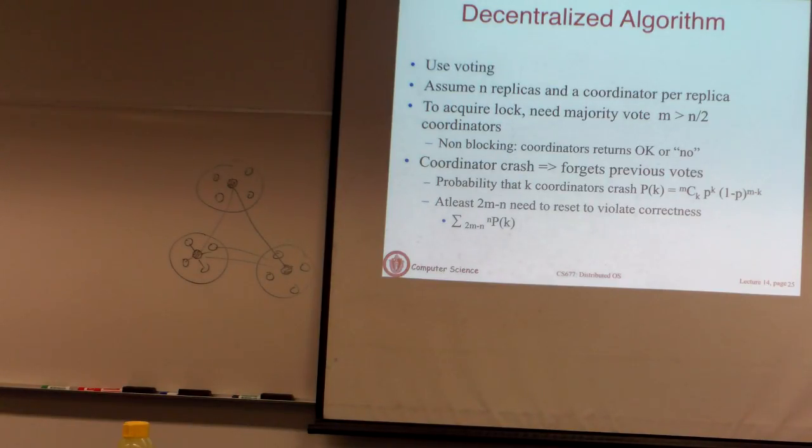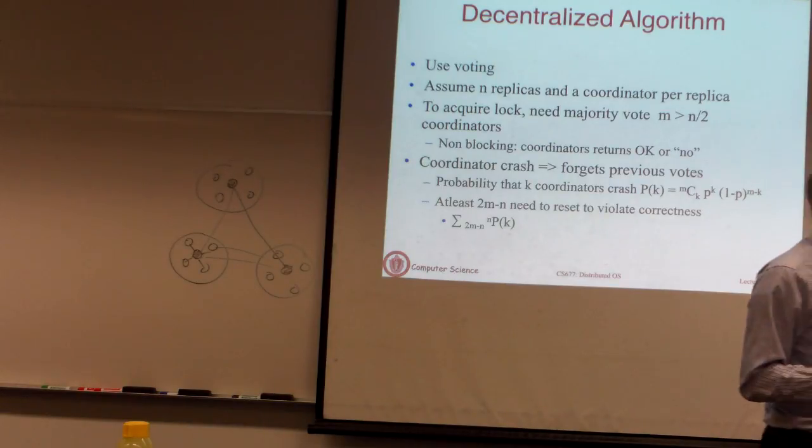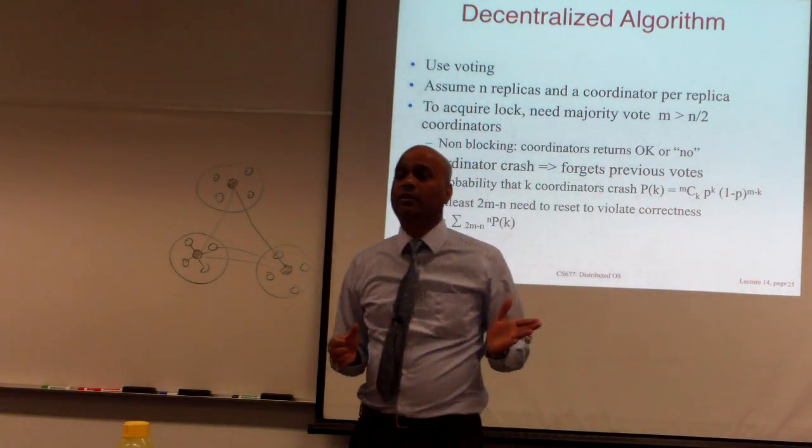So if every process keeps track of who has the lock, then we can deal with failures, because if some nodes go down, so long as the majority agree on whether the lock is in use and whether you should have the lock or not, you're still fine. Is that clear, what I just said?